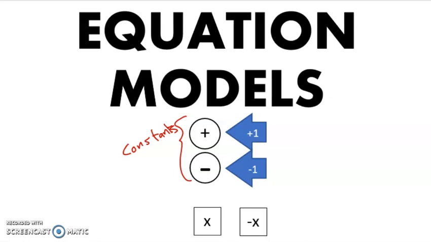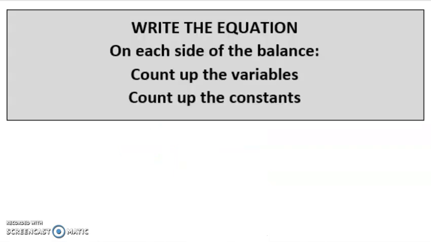The other thing that you're going to see in models are the variables. So it's x or a negative x. It could be w, it could be x, it could be y. It could be any letter of the alphabet, right? Variables can be any letter. You just have to know that there's a difference between constants and variables, and you cannot add them together because they're not the same thing. All right, so we're going to look at writing the equation.